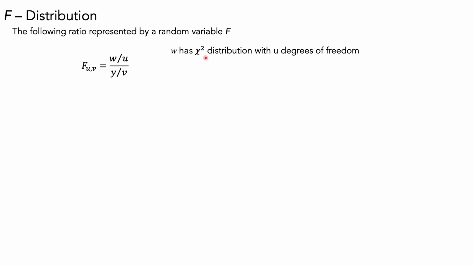W has a chi-squared distribution with u degrees of freedom. This is a random variable, and it has a chi-squared distribution with u degrees of freedom, while Y is also a chi-squared random variable, and its chi-squared distribution has nu degrees of freedom. Okay, this is not v, this is nu degrees of freedom. Then both variables are independent from each other, meaning they do not depend on each other.